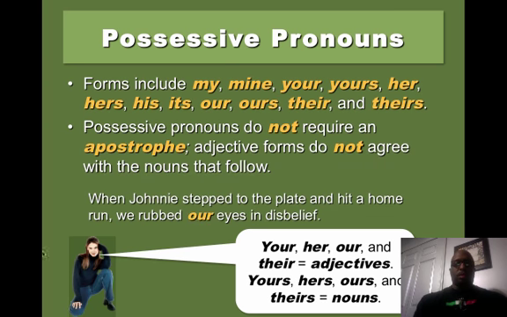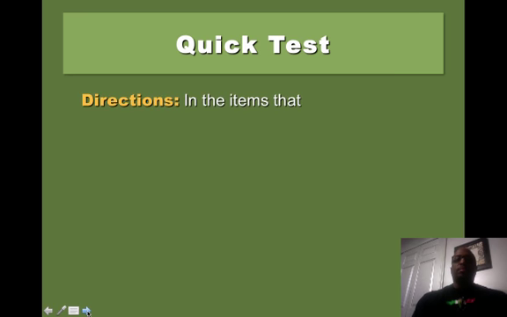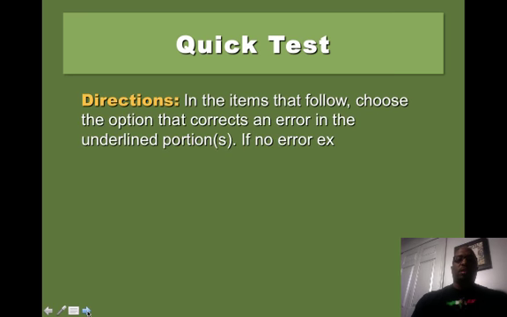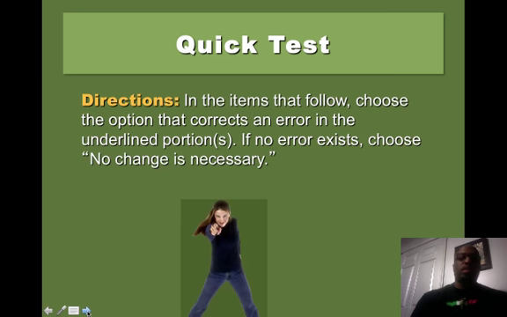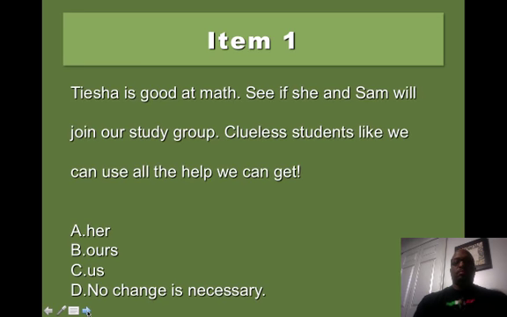Alright, let's look at a couple examples. Here's the test, and here's where your answers are going to come in your Google Drive form. Here are the directions: in the items that follow, choose the option that corrects an error in the underlined portions. If there's no error, choose "no change is necessary." Alright, so let's see what you know. Here is number 1. You're going to read that and then choose the answer.